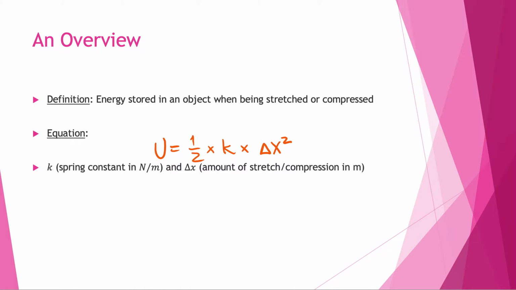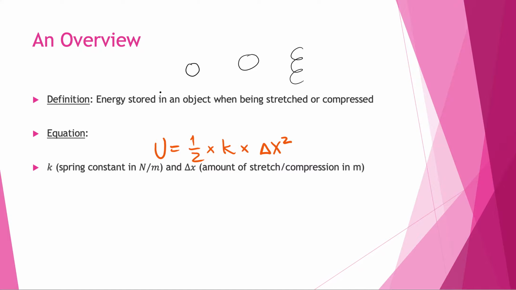Elastic potential energy is the energy stored in an object when it's being stretched or compressed. Some examples might include a bouncy ball, soap, a rubber band, or maybe a spring. We can stretch and compress that.